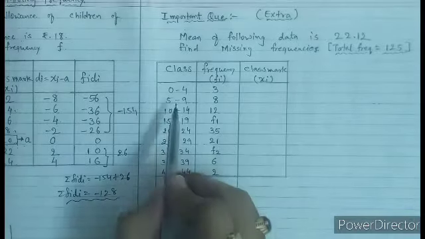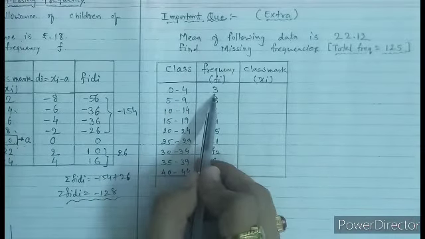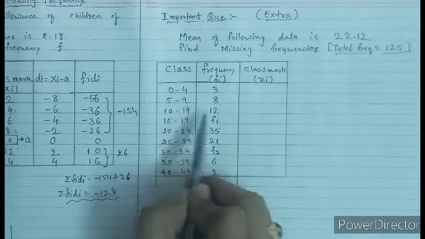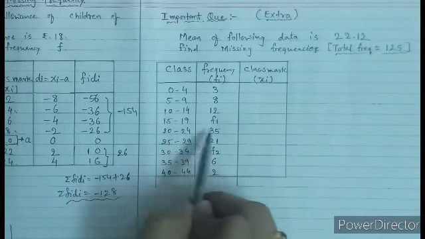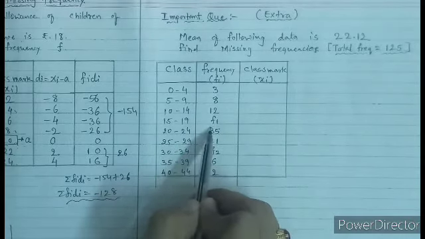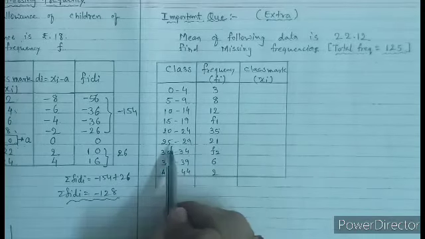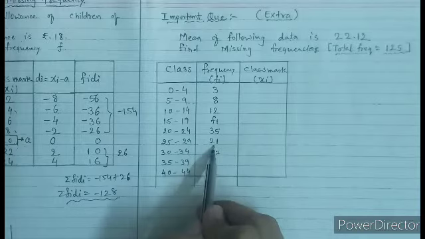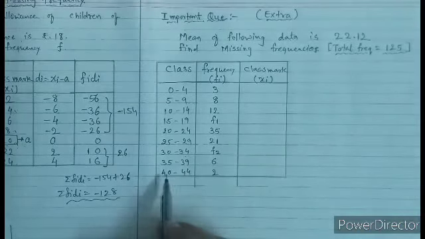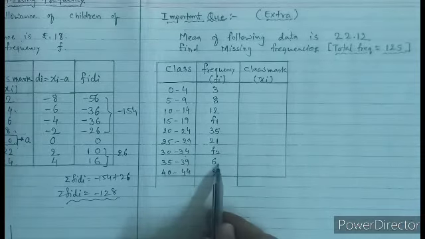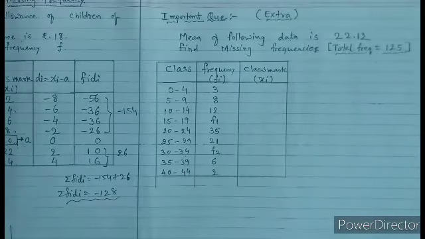Let's see the classes. The first class is 0 to 4, frequency is 3. Second is 5 to 9, frequency 8. Then 10 to 14, frequency 12. Then 15 to 19, missing frequency, we call it f1. Then 20 to 24, frequency 35. 25 to 29, frequency 21. 30 to 34, again missing frequency, we call it f2. Then next is 35 to 39, frequency 6. And at last 40 to 44, frequency 2.